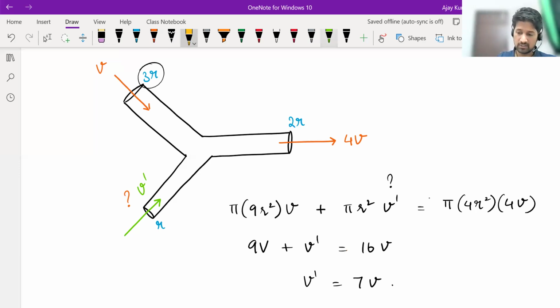What does the positive answer signify? It signifies that the direction we have assumed is correct. Okay, Aishwarya, good. So however many inflows and outflows there are, you can manage.